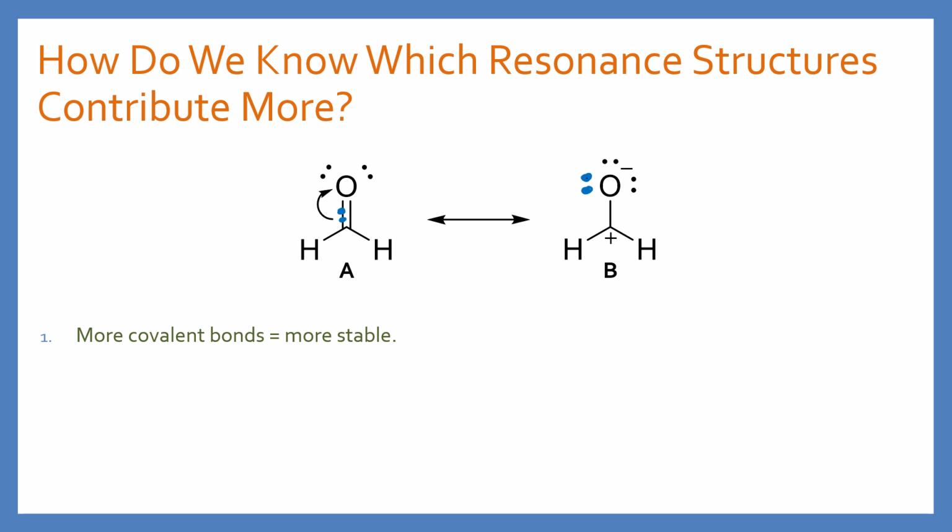So rule number one, the more covalent bonds you have, the more stable a molecule is. Looking at molecule A, we have 1, 2, 3, 4 covalent bonds. Molecule B has 1, 2, 3 covalent bonds. So that's going to be a point for molecule A.